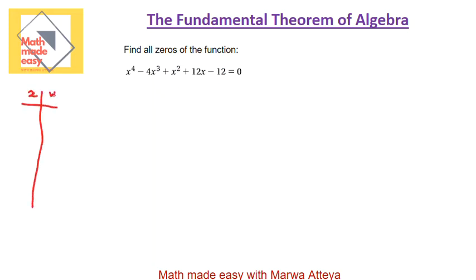I have x and y, and the factors of 12 are positive and negative 1, so I have 1 and -1, positive and negative 2, we have positive and negative 3. This is going to be long. We have positive and negative 4.